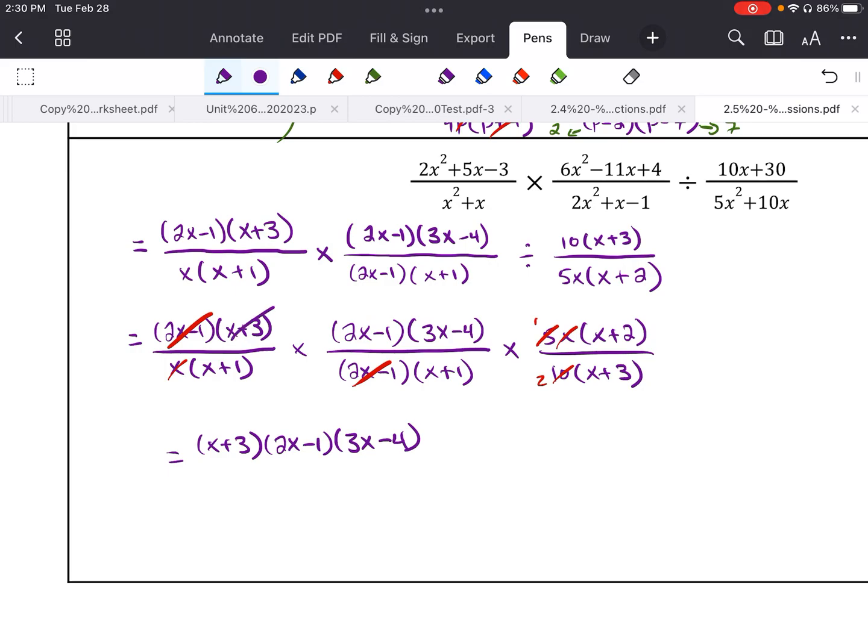Oh, my mistake, we had an x. We also had an x plus 3 that we could cancel. So I'm going to put the x plus 2 that's left over. Sorry about that. And on the bottom, we have 2, x plus 1, x plus 1.